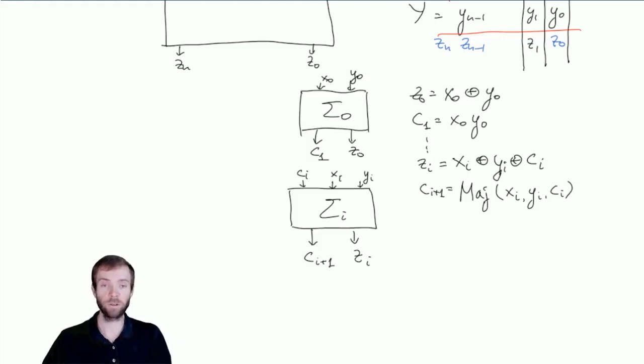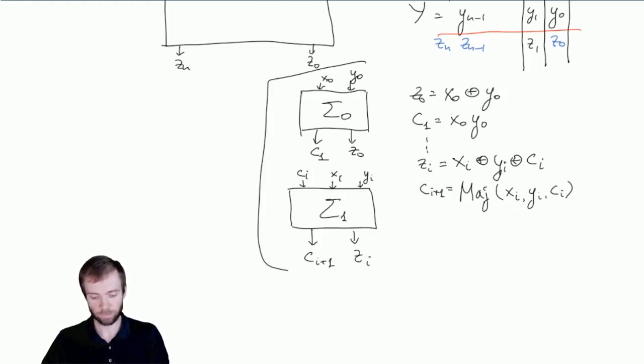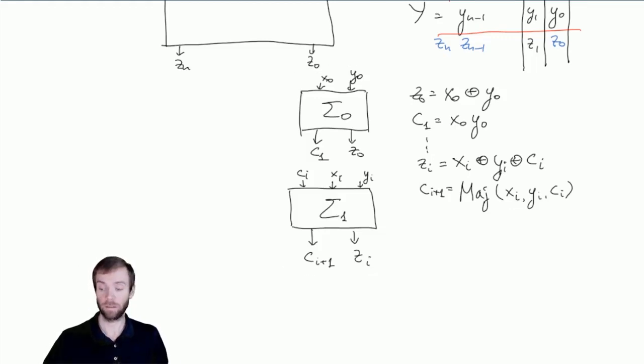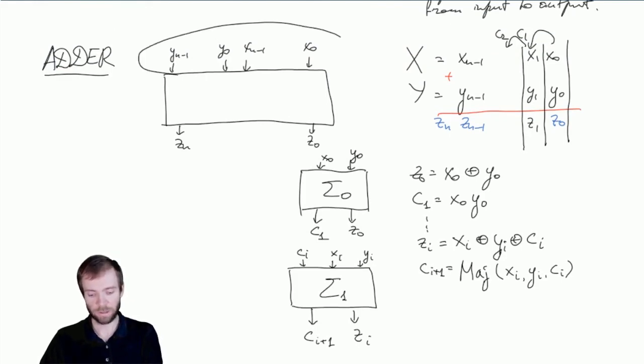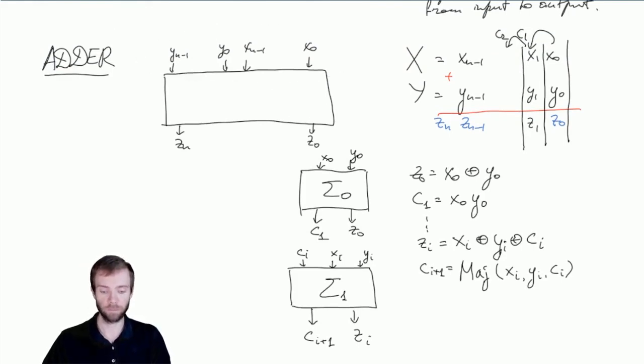Well, actually, this circuit is not different for different i's. So it's the same for i equal to 1, as for i equal to 2, as for any other index i larger than 0, right? Because we just use a circuit which computes summation modulo 2, which is XOR, and the majority function for the 3 given inputs. And now, as soon as we have these building blocks, we can just combine them to create a circuit which adds multi-bit input numbers.